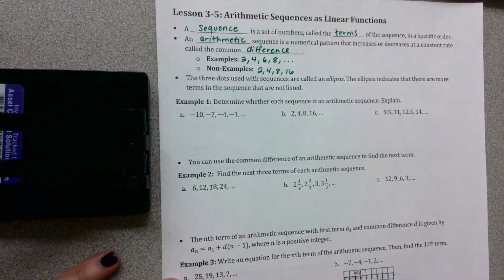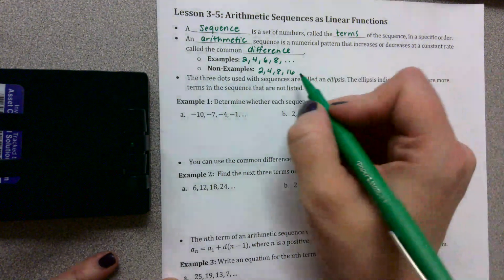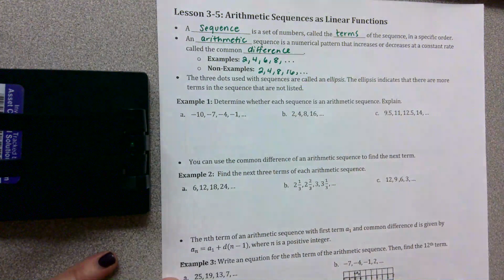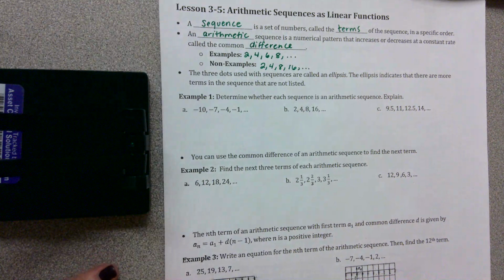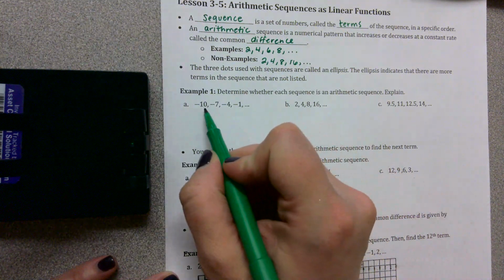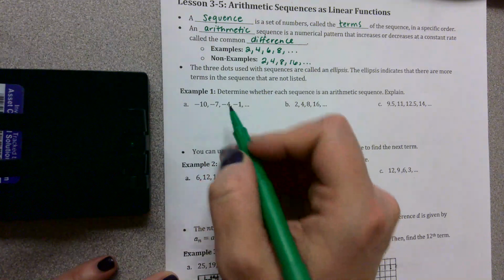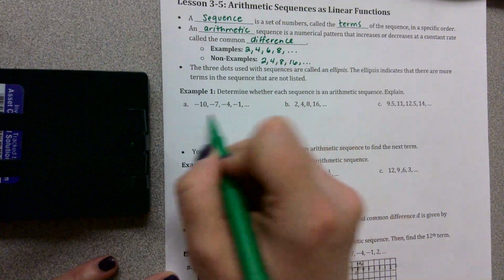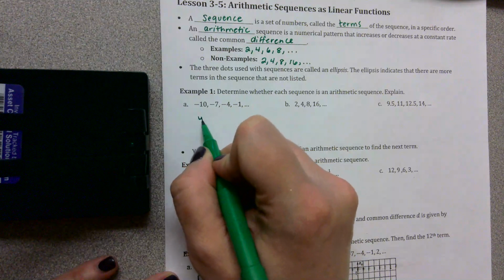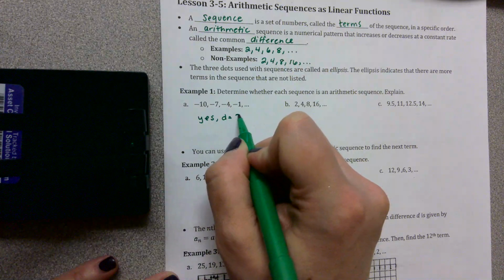Okay, it says the 3 dots used with the sequence is called an ellipsis. The ellipsis indicates that there are more terms in the sequence that are not listed. So I really should go comma ... meaning there's more to come. Example 1. Determine whether each sequence is an arithmetic sequence and explain. So, am I adding or subtracting the same thing every time? 3, 3, 3, yes. So you have to make sure for all of them, they try to trick you. So yes, the common difference is a positive 3.